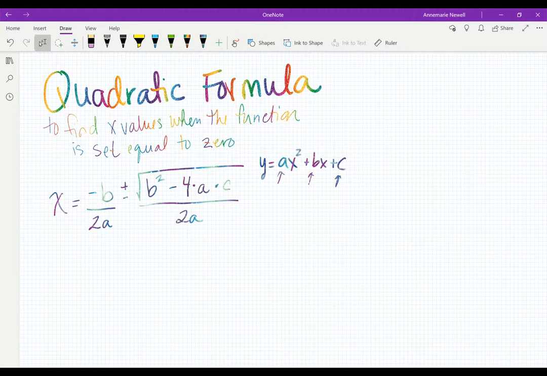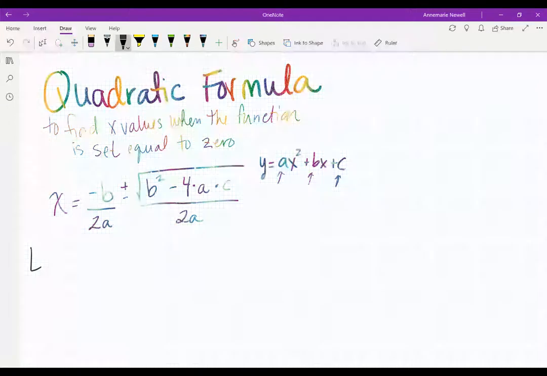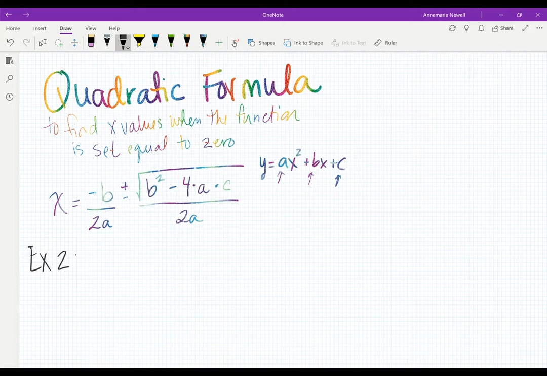Alrighty guys, so I'm going to do another example. Here is our second example, example 2. Now, what's really awesome about just using the quadratic formula is because it's a formula, you can just plop numbers wherever they go and you can just make up any quadratic formula you want for practice. So this is how it goes.